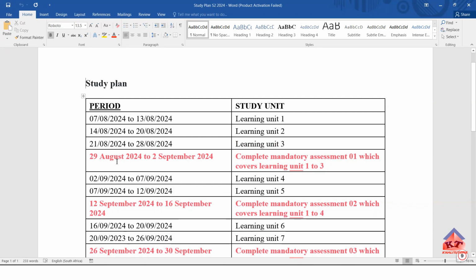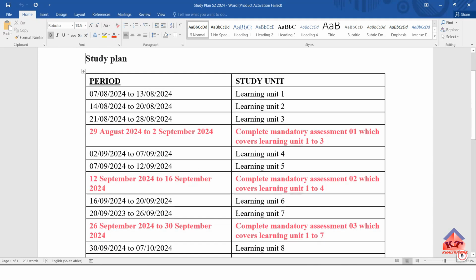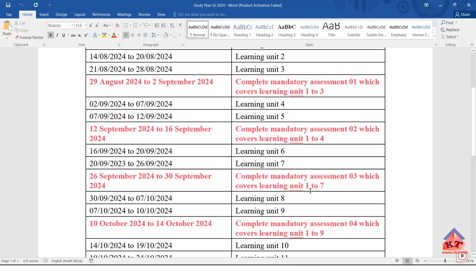You must always take note of the learning units that are covered per assignment. For example, for assignment 1, you need to focus on learning unit 1 to 3. For assignment 2, you need to focus on learning unit 1 to 5. I think they made a mistake here. It's supposed to be 1 to 5, not 1 to 4, for the second one. For the third one, it's supposed to be 1 to 7.